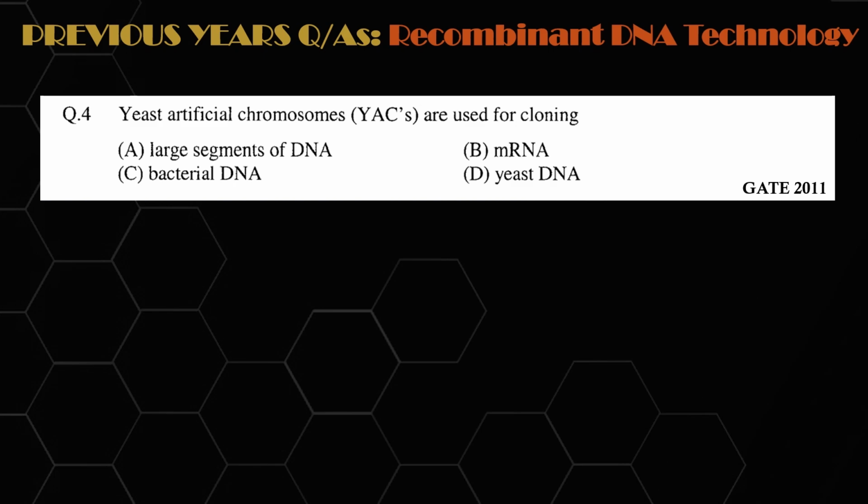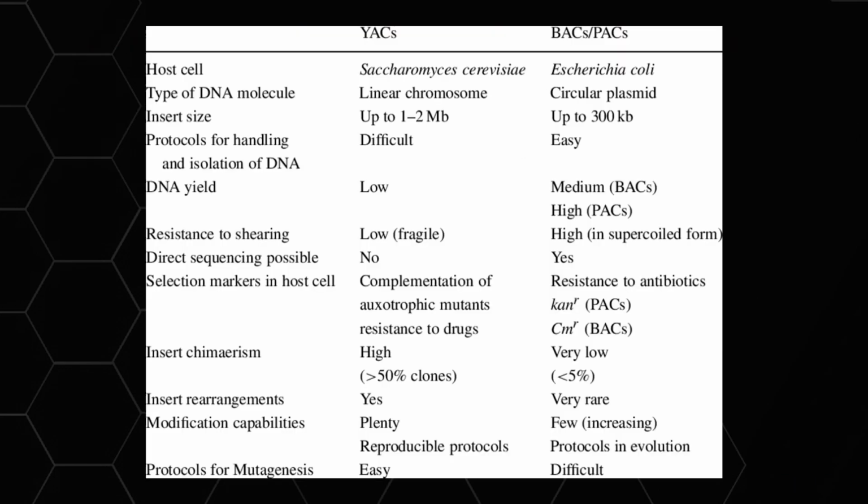Hello everyone, we are solving question number 4 of GATE 2011 and it says yeast artificial chromosomes, that are YACs, are used for cloning large segments of DNA, mRNA, bacterial DNA or yeast DNA. So let's see how YACs and BACs work.